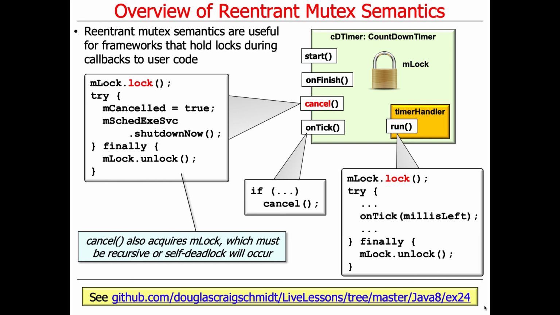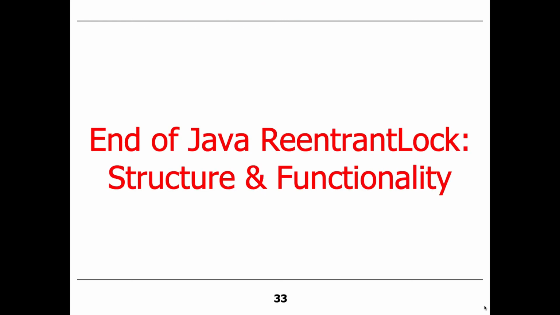When it's done with this piece of code, notice that no matter what happens here, we unlock the lock. So the lock count goes back to 1 now. Then onTick returns, and then we unlock the lock. So it'll drop back to 0, and then it'll release it. Yeah, great question. Okay, so that was just an overview of the structure and functionality of the Reentrant lock.